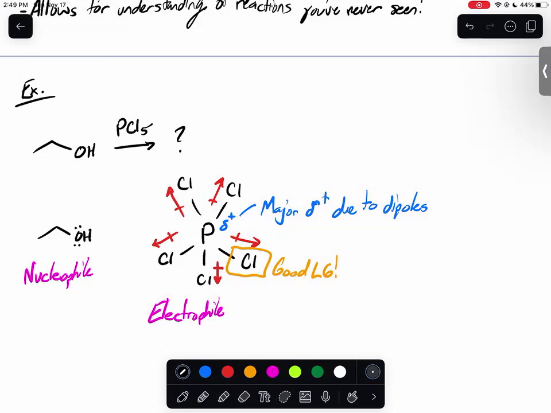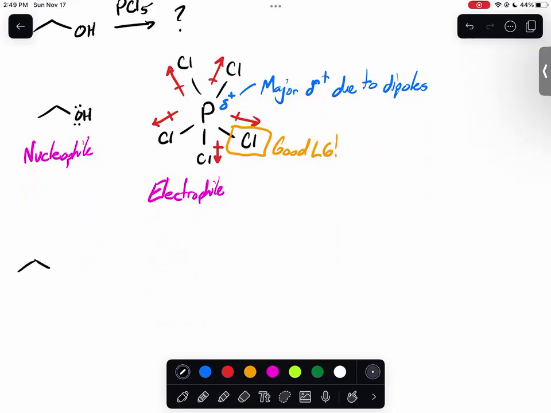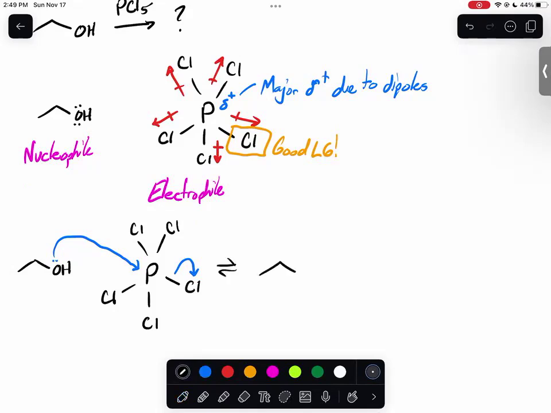Now we've got to do the second thing, which is draw a mechanism until we reach something stable. So what is that going to look like? Well, the general principle of nucleophiles and electrophiles is that when they come in contact with each other, the nucleophile attacks the electrophile. And in this case, we know the electrophile is the phosphorus. So that means our oxygen is going to come in and give electrons to the phosphorus. But we're also very well aware that we can't give a bond to the phosphorus without kicking one out. And that's why that good leaving group chlorine is important, right? Because we can boot that out and now we've ended up forming a bond between the oxygen and the phosphorus.